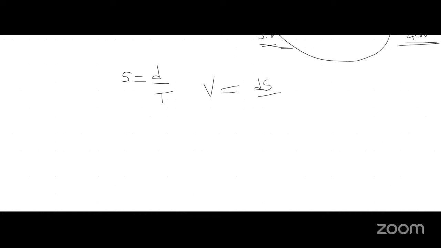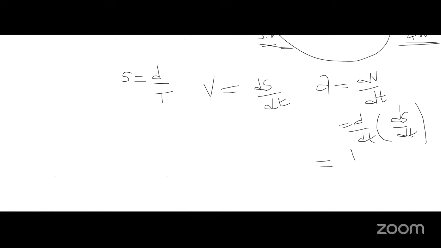And finally we get to the acceleration, which equals dv by dt. We can write v equals ds by dt, and so we can write d square s by dt square. So this is the acceleration. So one thing: differentiation means the rate of change of one variable with respect to another variable. That is called differentiation. So you should remember.